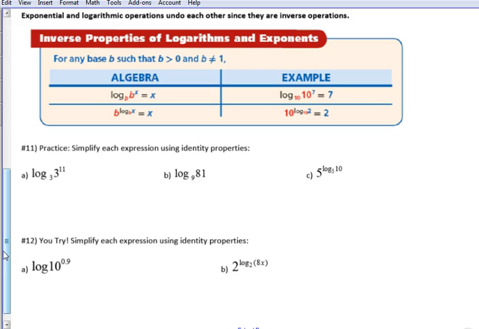So when the bases match and they're next to each other, they're running away into the sunset. Best friends. They're going to go live their happy life. And then the exponent's left out. Gets left behind.